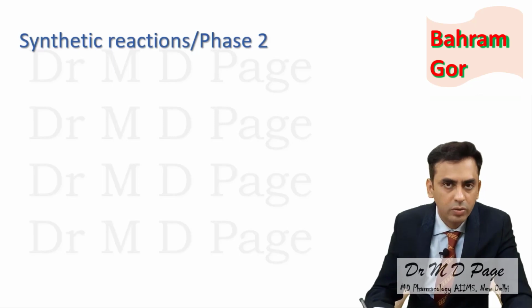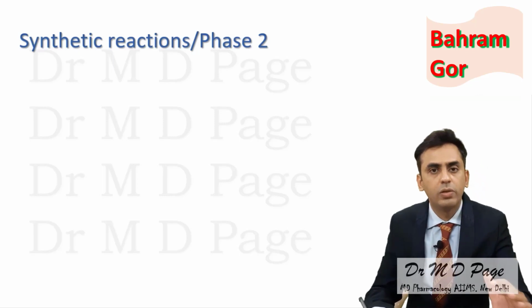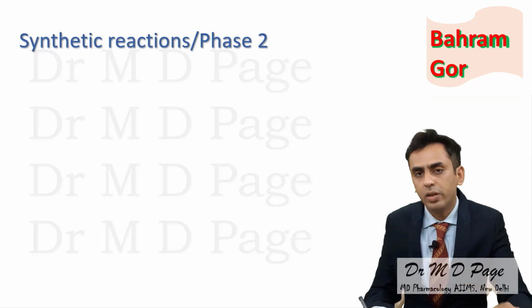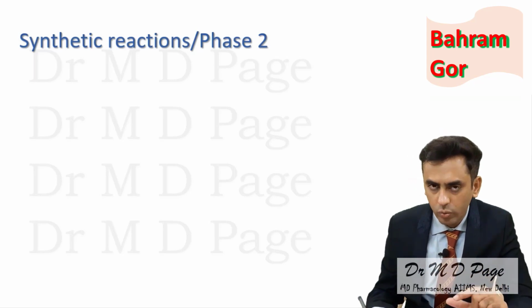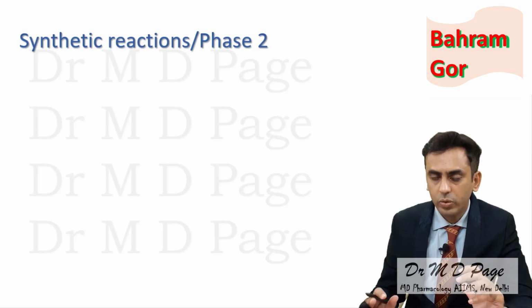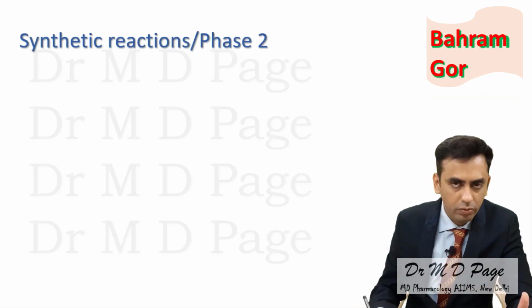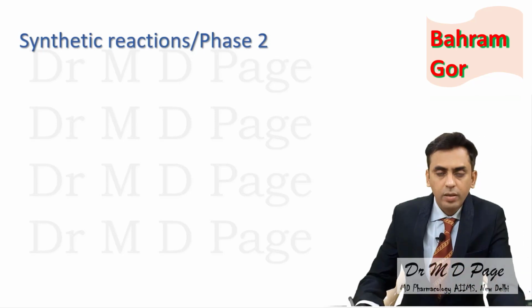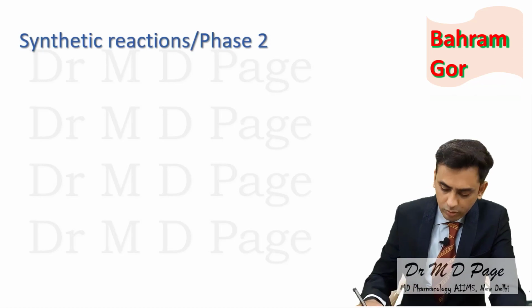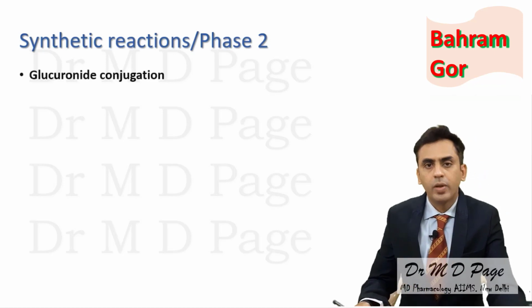Now we'll move to phase 2 reactions. In phase 2 reactions, we'll deal with only a few selected ones, and that too very briefly, oriented to exam purpose, and we'll finish off phase 2 reactions. We'll start with glucuronide conjugation.